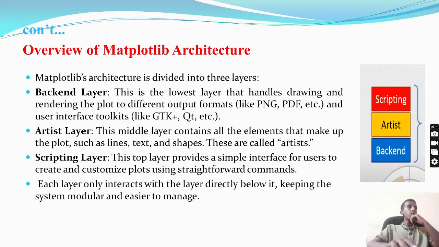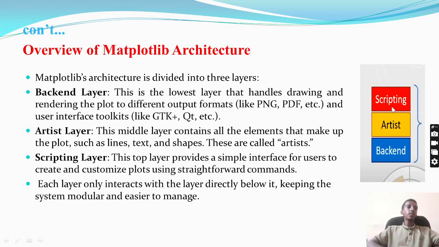So after this, we are going to see the overall overview of the Matplotlib architecture. As we are seeing here, we have three layers from bottom to top: backend, artist, and scripting. The first from the bottom is the backend layer. This is the lower layer that handles drawing and rendering to plot to different output formats, as we have seen previously: PNG, PDF, and SVG. And it is used for user interface toolkits like GTK+, Qt, and Tk.